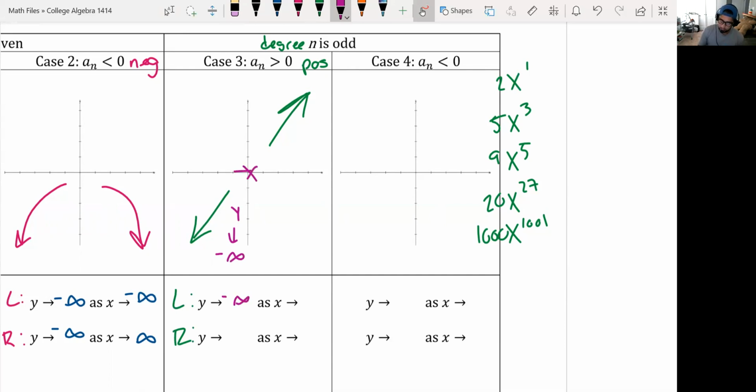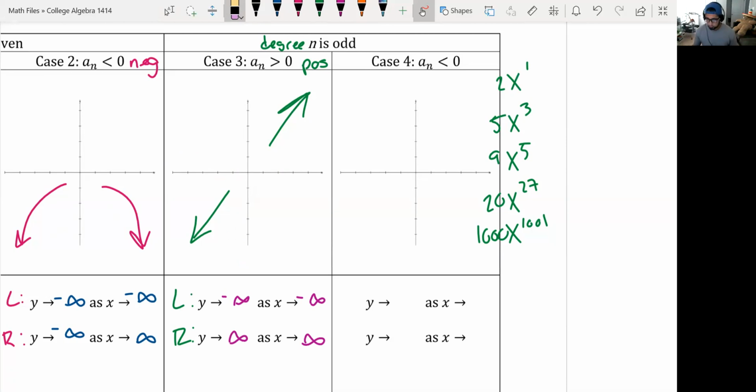And this can only happen if x is also headed towards negative infinity. Look at your right side. Y is headed towards positive infinity, and this can only happen if x is headed towards infinity. There it is. There's case 3. Odd degree, positive coefficient, boom, right? Like that. Or I can't see me on the screen, right? Like that. T-Rex arms. Fit in the box.